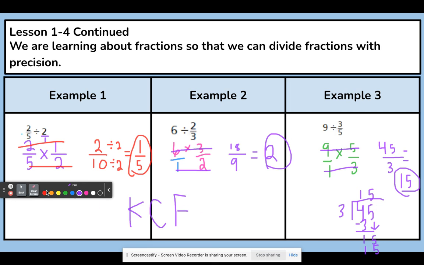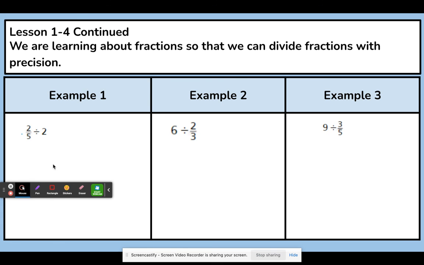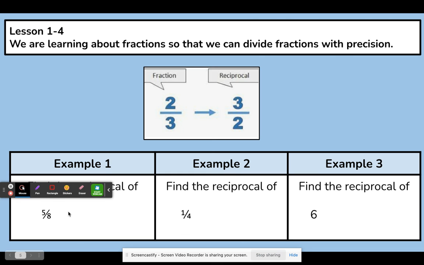So what we learned about is how to divide fractions. I almost said multiply. We learned how to divide fractions by using the reciprocal. Okay, so when you divide fractions, you keep the first number, change it to multiplication, and then you flip the last number to the reciprocal. And that is that.